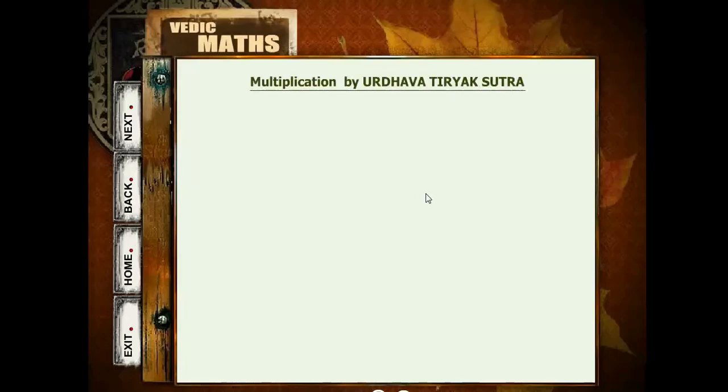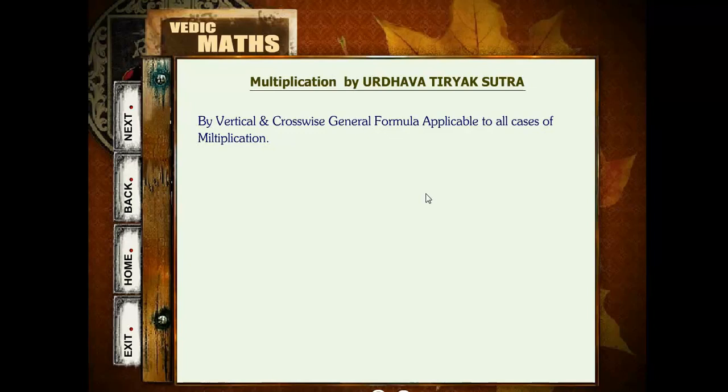The Urdhva Tiryak Sutra, or the vertical and crosswise method, is a general formula applicable to all cases of multiplication. Suppose we have to multiply 23 by 13.